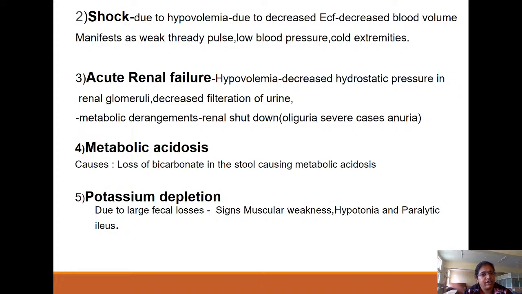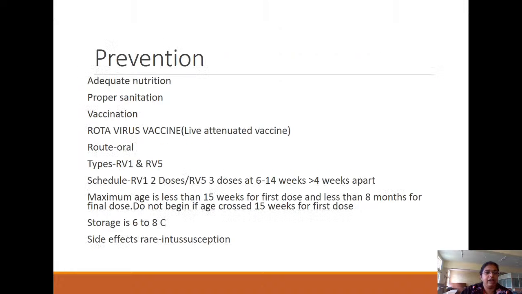Acute renal failure, which is pre-renal, mainly because of hypovolemia, a decrease in hydrostatic pressure of the renal glomeruli, and decreased filtration of urine. Then there can be metabolic derangements, renal shutdown like oliguria, which can progress to anuria, and metabolic acidosis due to the loss of bicarbonate in the stool. Then potassium depletion due to large fecal losses, causing signs of muscular weakness like hypotonia and paralytic ileus.